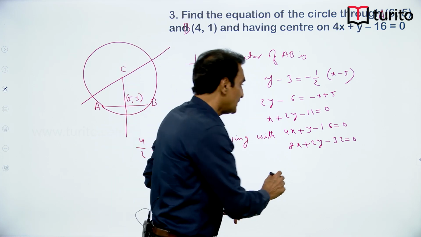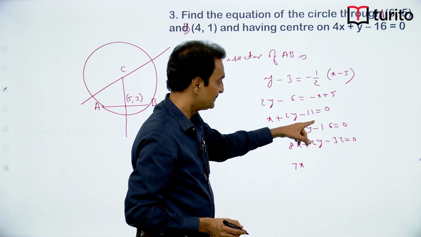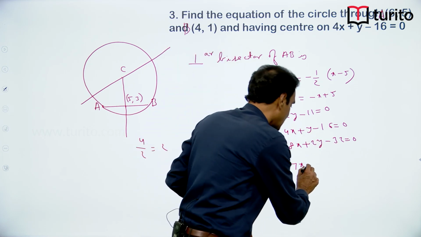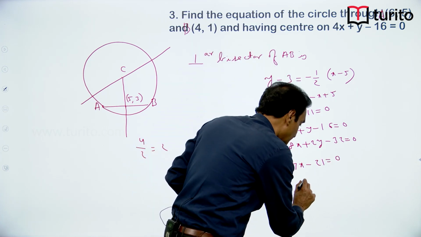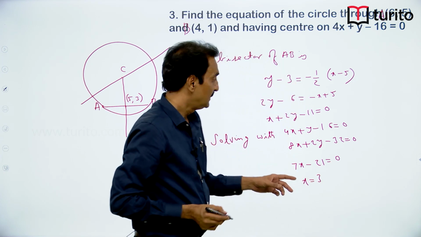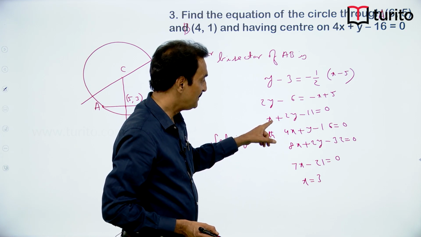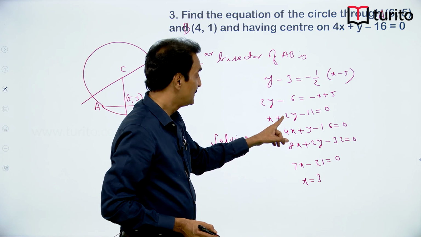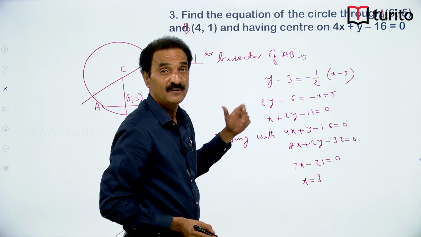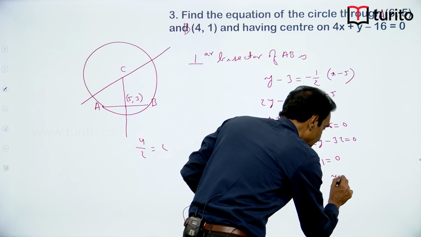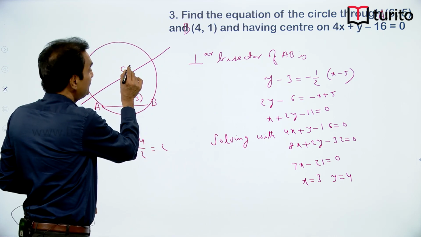Subtracting the first equation, we get 7x minus 21 is equal to 0. We get x is equal to 3. Putting x is equal to 3 in any one of the equations, let us substitute here. 3 plus 2y minus 11 is 0. So, 2y minus 8 is 0, y will be 4. So, the center of the circle will have coordinates 3 comma 4.